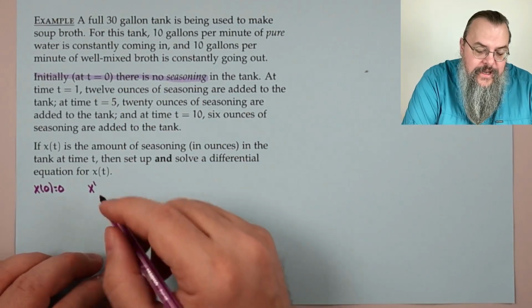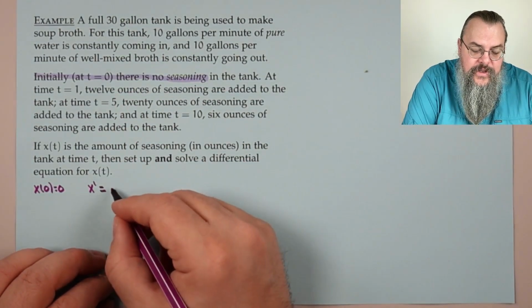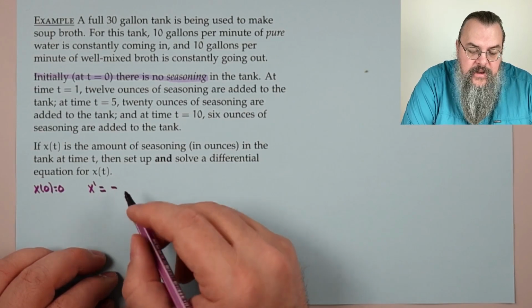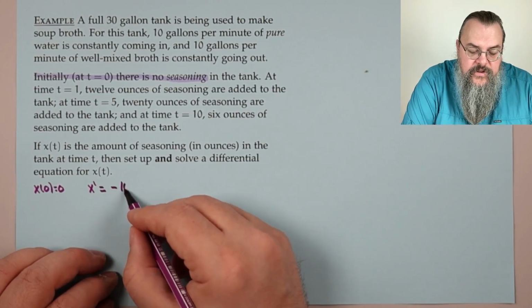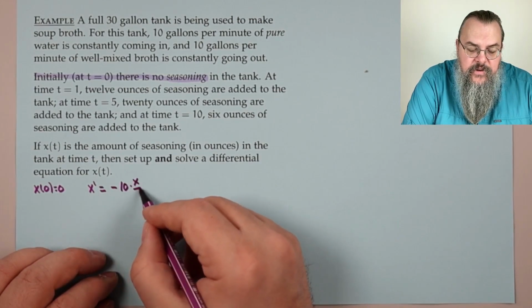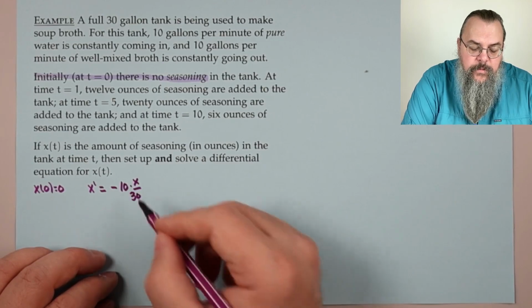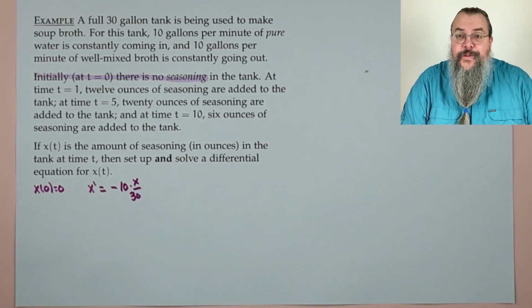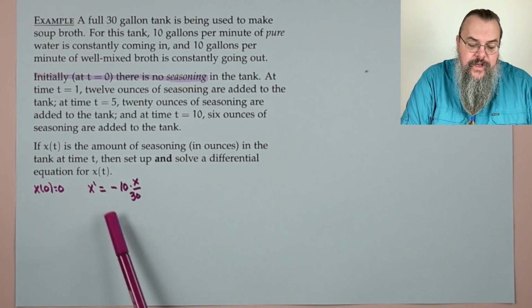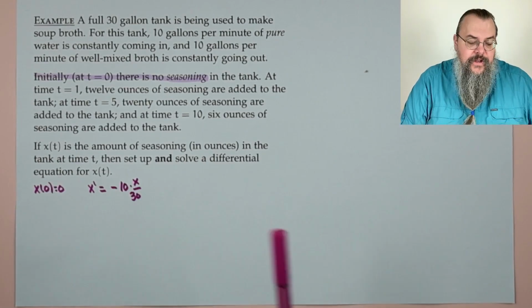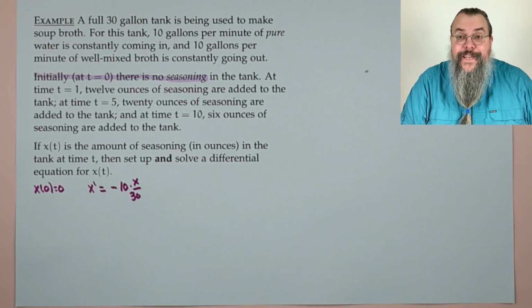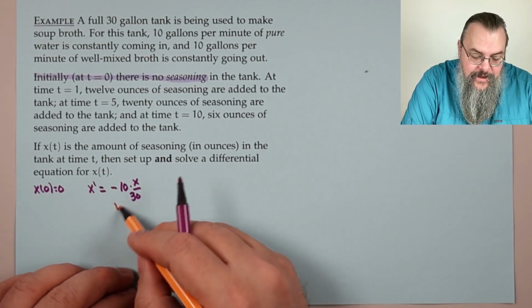So you say, okay, so our out, we can think of it as minus, and if you think about it as flow times concentration, as 10x over 30, or you can just think of it as, well, 1/3 of everything's leaving, so 1/3 of the seasoning's leaving. So, okay, there's our out. What else do we need? We need our in.